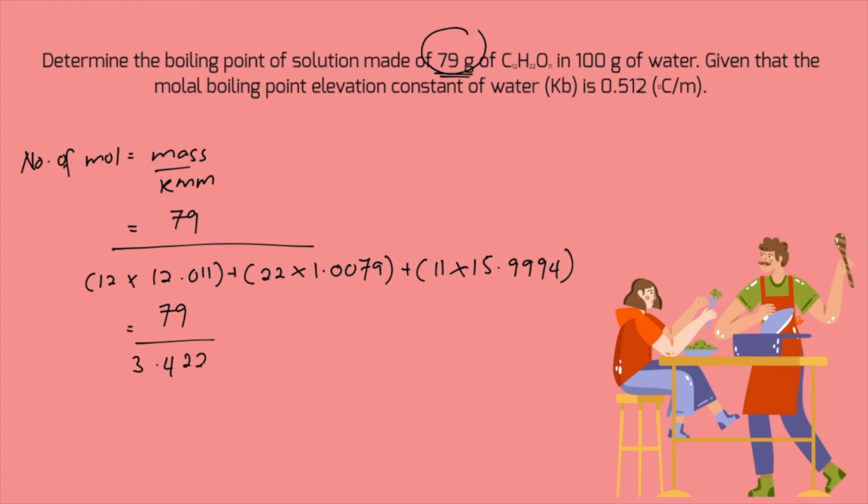So from here you get 79 divided by 3.4229 times 10 to the power of 2. So you get the number of moles for the C12H22O11 is equivalent to 2.30795 times 10 to the power of negative 1 mole. Next up, you need to calculate the molality of this solution.